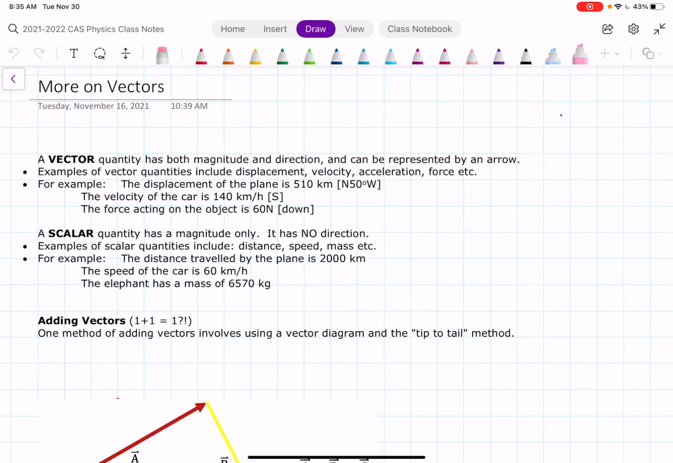So here's a quick lowdown on the topic of vectors. We talked about it in class before, but we know that a vector quantity is something that has both magnitude and direction, right? So we can represent a vector using an arrow. The direction that the arrow is pointing is obviously the direction of the vector, and the length of the arrow represents the magnitude.